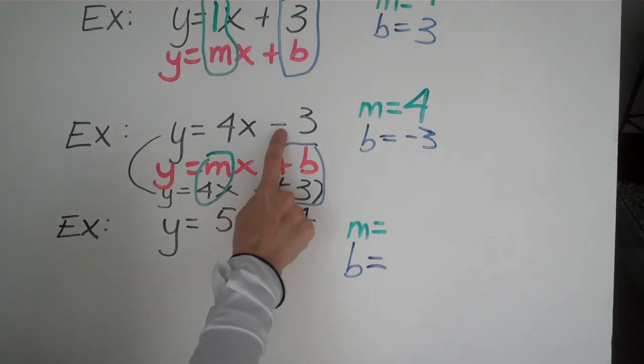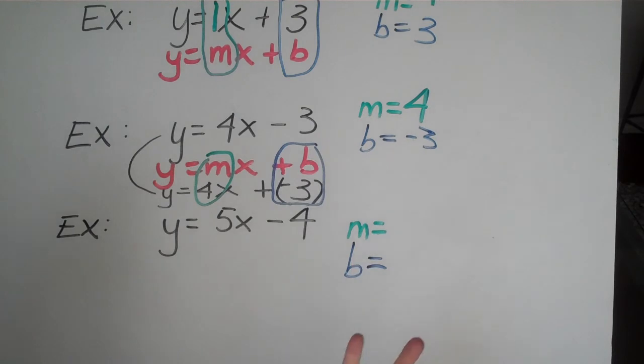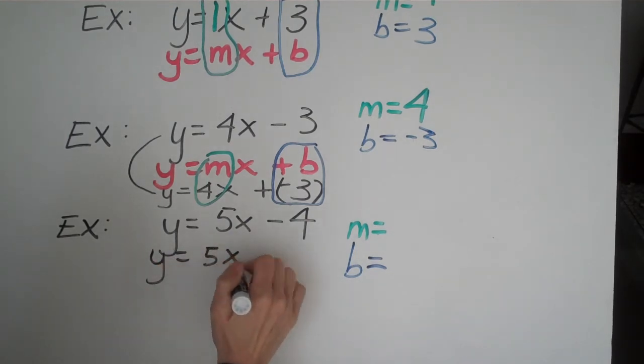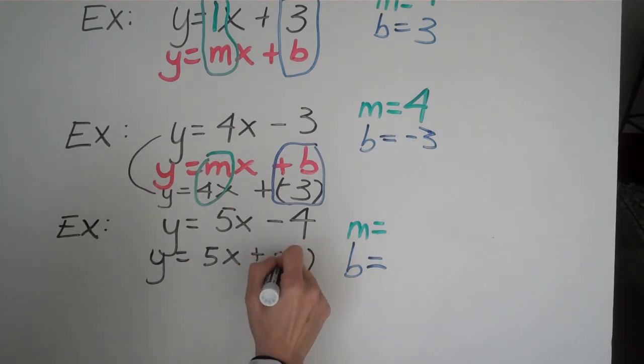So anytime you see the minus sign, this becomes a negative. That's the short of the story. So let's do this one. This time let's rewrite it because I think it'll be a little easier to see. So y equals 5x minus 4 is the same as plus a negative 4, okay?